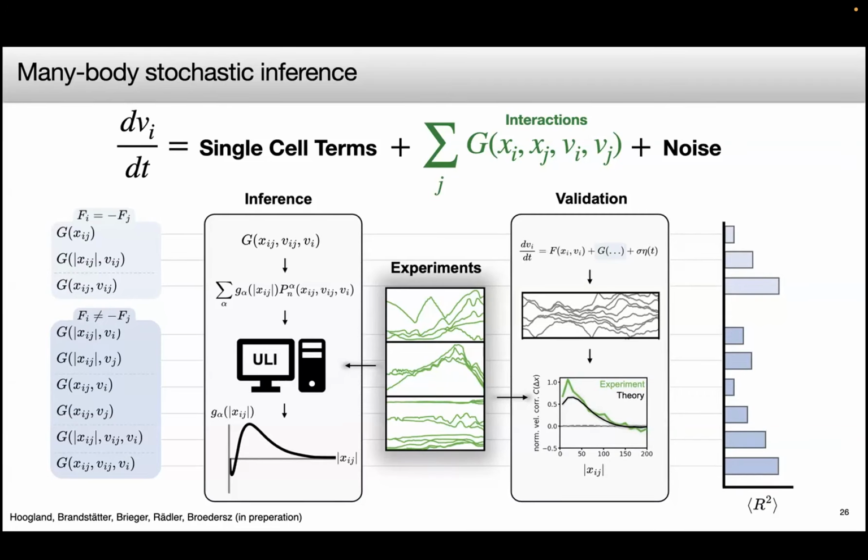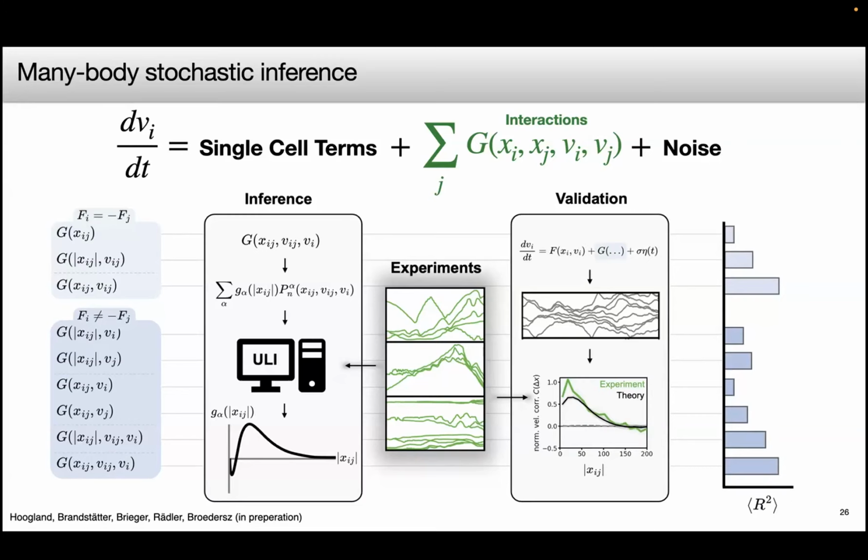Then we take the model, and now we arrive at one model for each interaction class, and we then make predictions from the model for statistics that are somehow independent of the inference, like collective statistics like the velocity correlation function, but also clustering statistics and stuff like that. And then we say, well, the model makes a prediction. We can compare that prediction to an experimental measurement for those statistics, and we can characterize it in a single number, the R squared. And if the R squared is 1, it means the model is really right on top of the data.